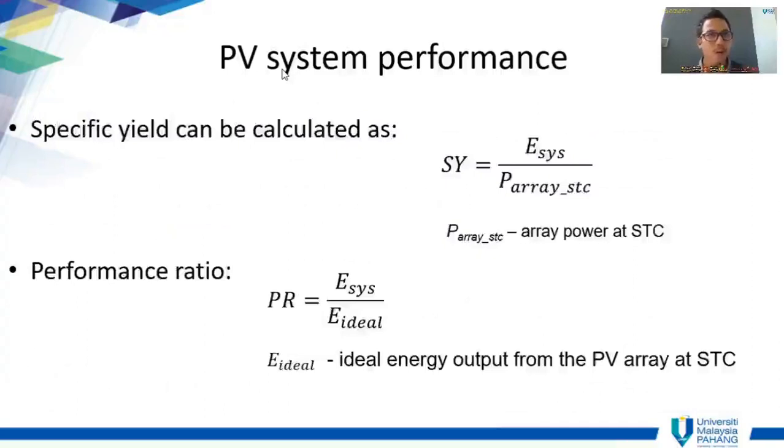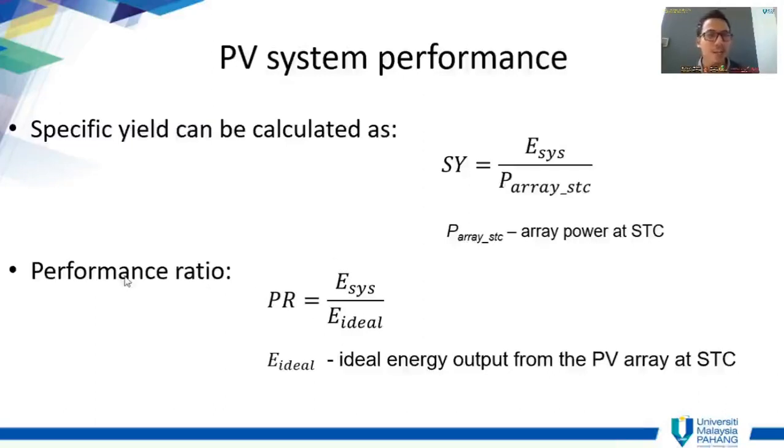Then the next item is specific yield. Specific yield is the E system energy yield over the rated power of the array, which we call P array STC. You still remember what the P array STC is? Array power at STC. For example, we have 10 modules, regardless of whether connected in series or parallel, but in total we have 10 modules. Each module is 100 watt, for example. So 10 modules means 1000 watt. That is the P array STC.